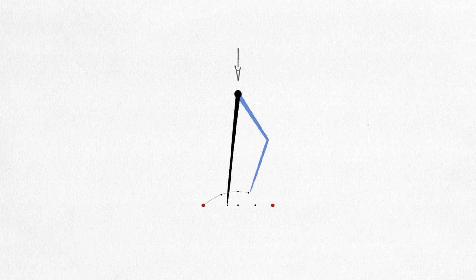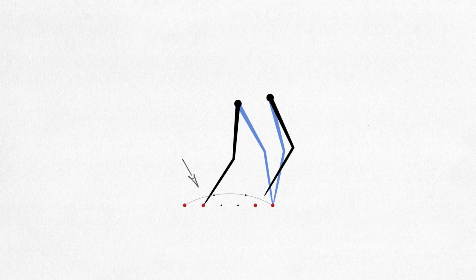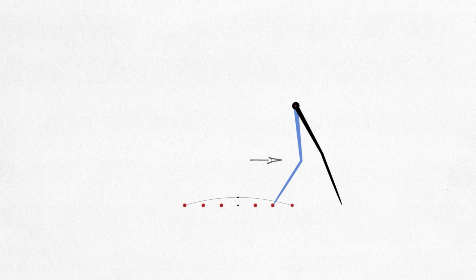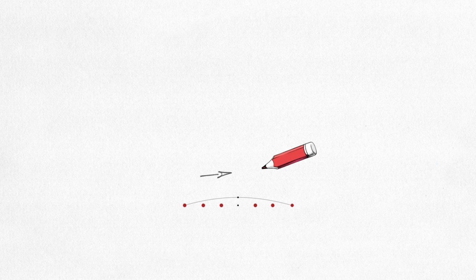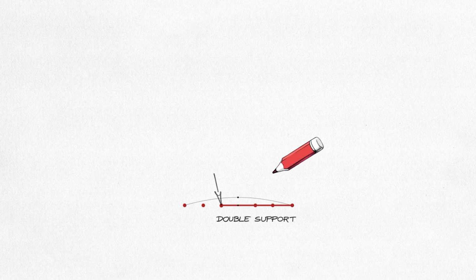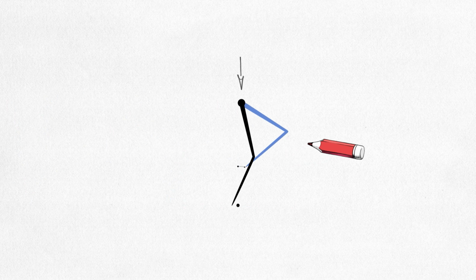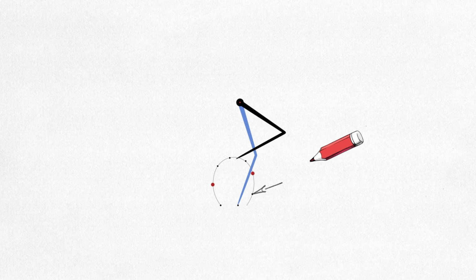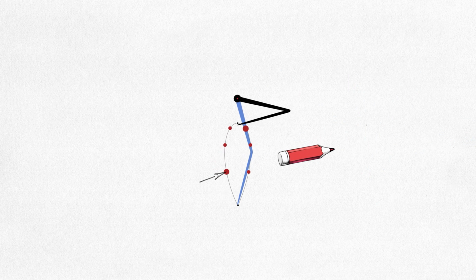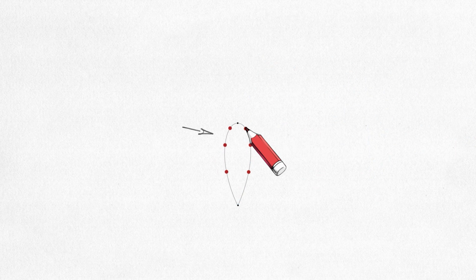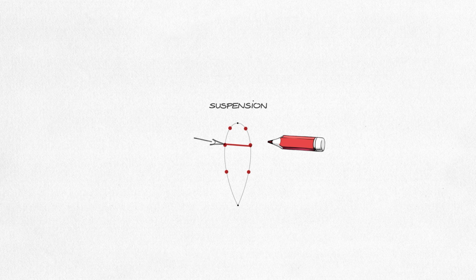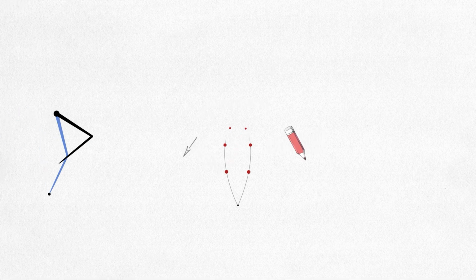In a previous video, we showed how to make a walk heavier by increasing the number of double support poses. In the same way, a run can be made lighter by increasing the number of suspension poses. This approach yields 3 distribution models.